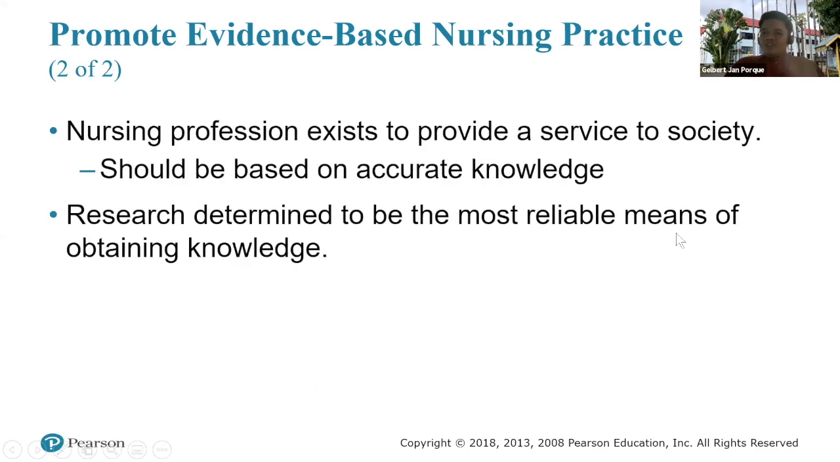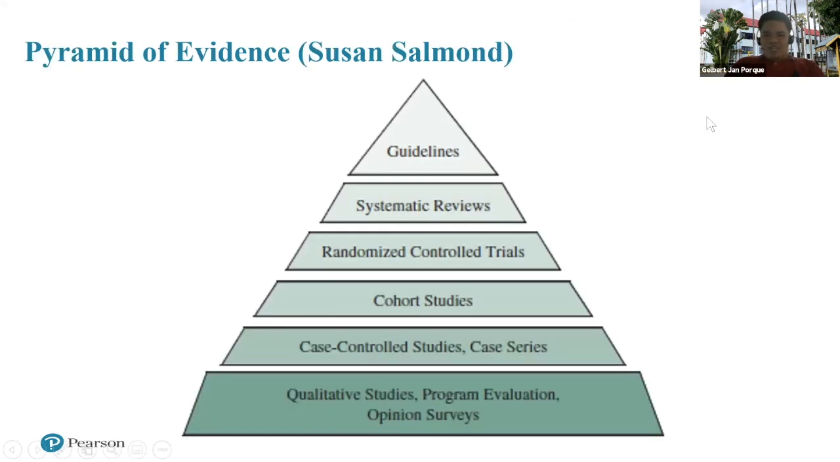Next, the nursing profession exists to provide a service to society. Hence, it should be based on accurate knowledge. Research is determined to be the most reliable means of obtaining knowledge. Take note, it is not gossip, not what sir says, but research which is the most reliable means of obtaining knowledge. While we are having our discussion, maybe you would want to embark on researches on education related also to COVID-19. That is one area that you can possibly explore.